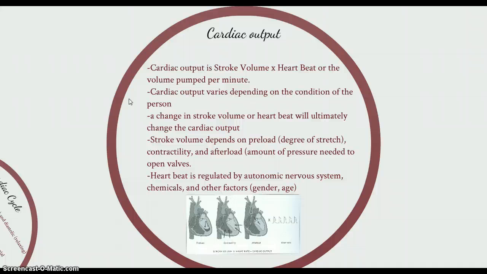So your sympathetic nervous system is basically the person that fills you up with adrenaline. And your parasympathetic nervous system is the nervous system that says, "Hey, relax, man." So as you can guess, the sympathetic nervous system will increase your heart rate, and the parasympathetic nervous system will decrease it. So chemicals also affect your heartbeat, and so do other factors like gender and age.